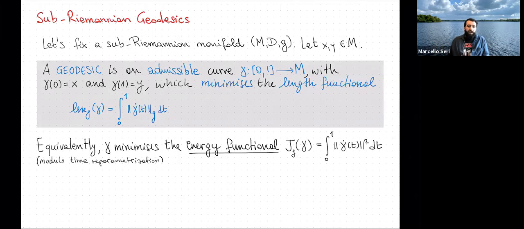One equivalent way, modulo time reparametrization, but this is the same that happens in the Riemannian case, is that those gamma are minimizers of the energy functional. So instead of having the square root of x dot squared plus y dot squared, you have x dot squared plus y dot squared, morally.